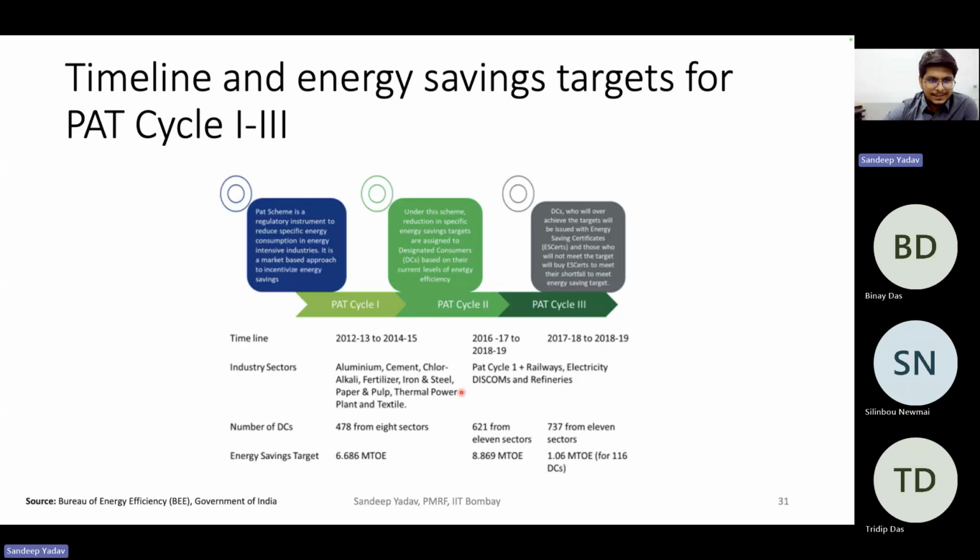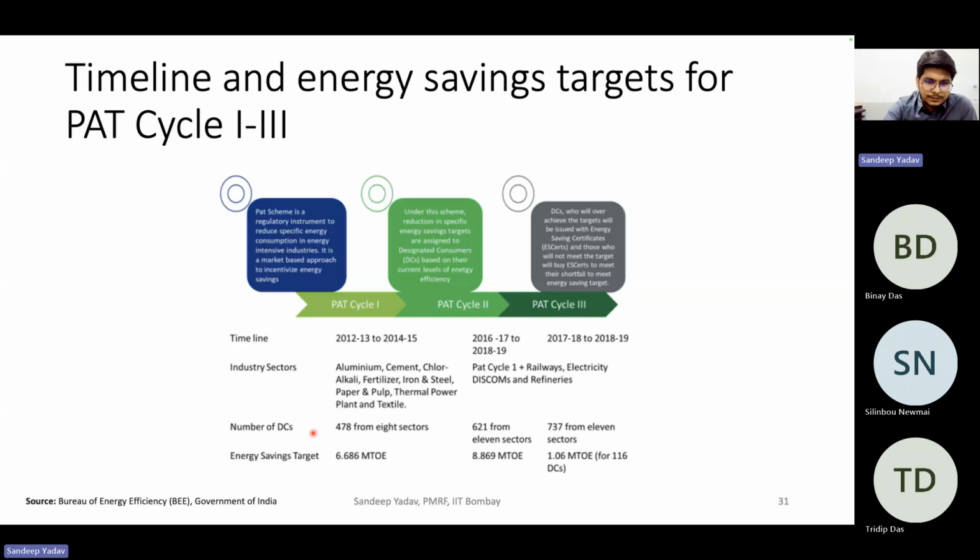So till now there are 5 PAT cycles that have been implemented. I will explain the first 3: PAT 1, PAT 2, and PAT 3. PAT 1 ran from 2012 to 2014-15. Industries were aluminum, cement, chlor-alkali, fertilizer, iron and steel, paper and pulp, power plants, and textiles. In PAT 2, railways, electricity distribution companies (DISCOMs) were added, continuing into PAT 3.